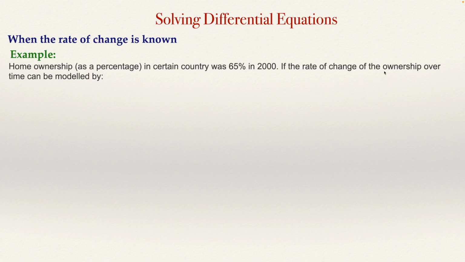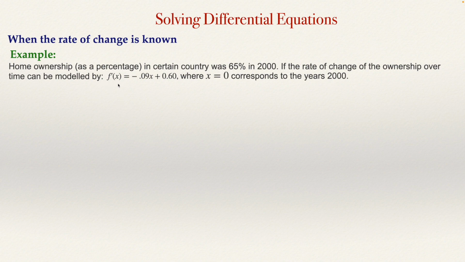If the rate of change of the ownership over time can be modeled by this equation, the rate of change of the ownership will be minus 0.09x plus 0.60, where x equals 0 corresponds to the year 2000. So this x is the time, and it will be equal to 0 in the year 2000, and equal to 1 in the year 2001. So this x is in years, and this is the rate of change as a percentage of home ownership.